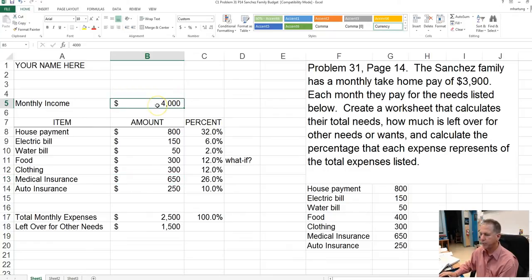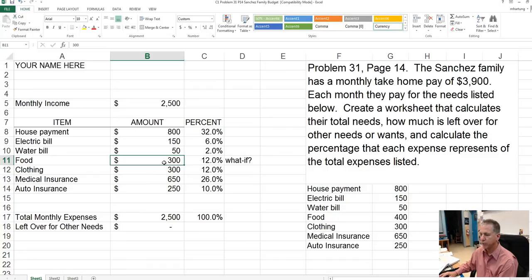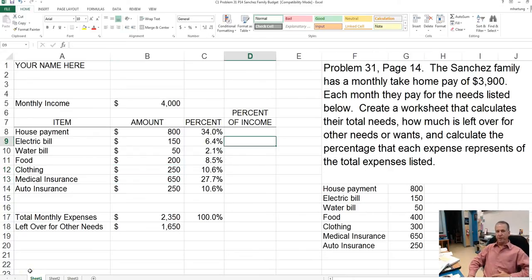How about if we had a pay decrease, went down to $3,500? Well, we have 1,000 left over. How about if we went down to $2,500? Ooh, nothing left over. We might want to cut out some expenses. Maybe we need to cut out our food bill a little bit, give us a little extra there. Maybe our clothing doesn't have to be quite so much. So the what-if analysis allows you to change variables and see what happens to your financial situation to help you make some decisions about how you spend money.